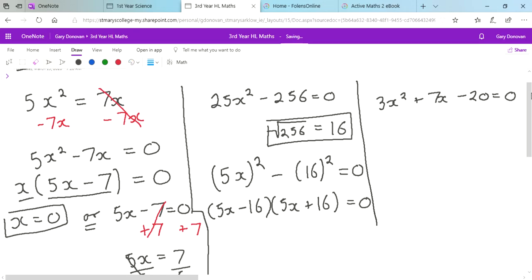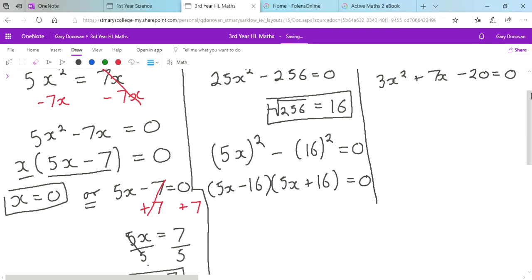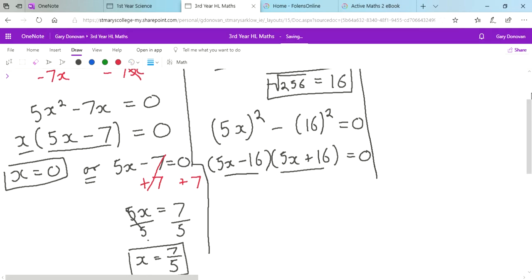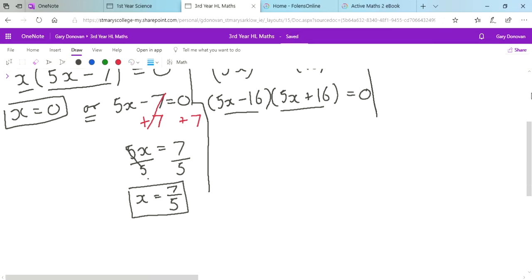And just remember what we're doing here when we're factorizing. We could work backwards, and if we multiply these two brackets out again, it will give us 25x squared minus 256. So again, we have two numbers, one multiplied by the other equals 0. So that gives us two options. 5x minus 16 can equal 0, or, I'll put it down here so there's more room, 5x plus 16 can equal 0.